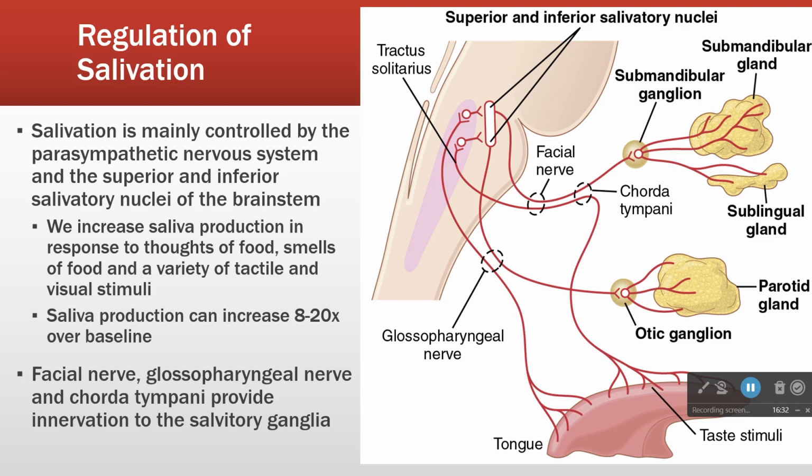So facial nerve, glossopharyngeal nerve, and the chorda tympani all provide that innervation to the salivatory ganglia through that sort of complex anatomy. This whole bit is happening in the temporal bone, right? So these are passing through foramina in the skull.